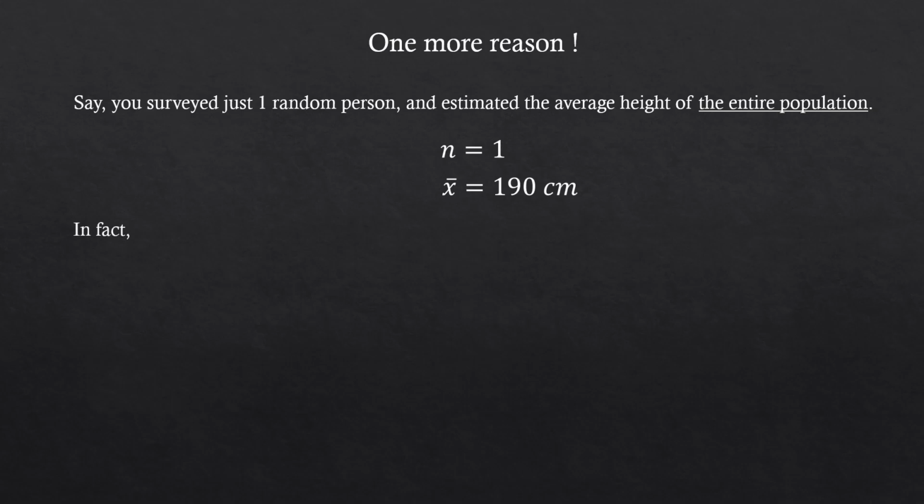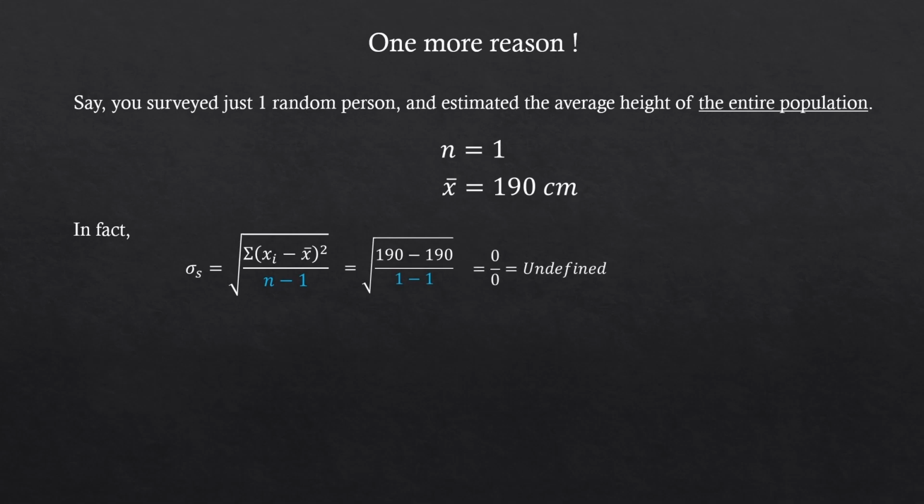And in fact, if we use the n-1 expression, this will become clear. As there's only one sample, it's going to be just 190 minus 190 over 1 minus 1. This is 0 over 0, which means it's undefined in mathematics. And this makes sense. It shouldn't even be definable. Like, we couldn't come up with any range before, you remember?